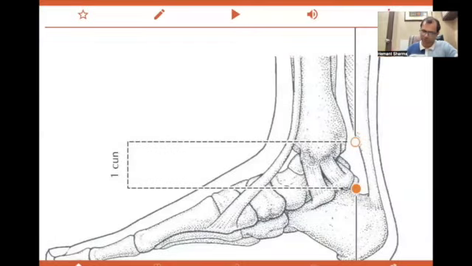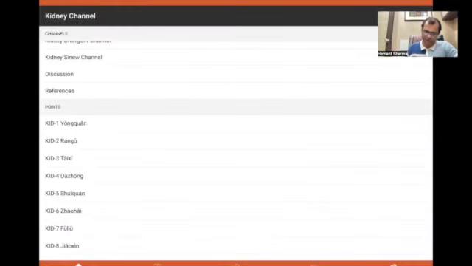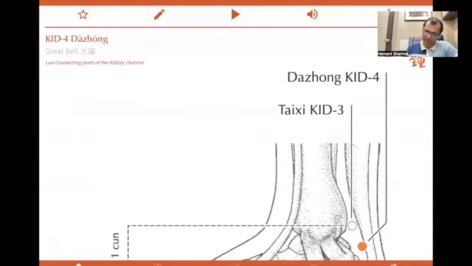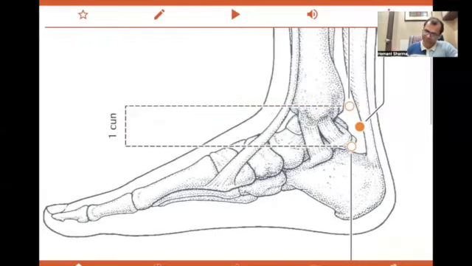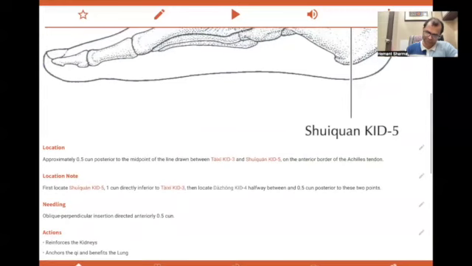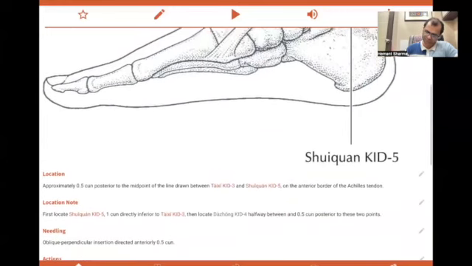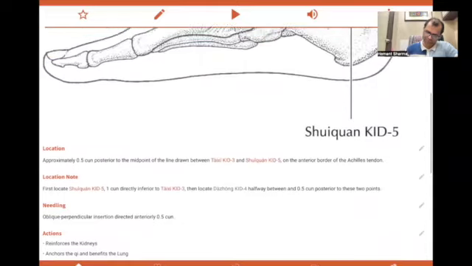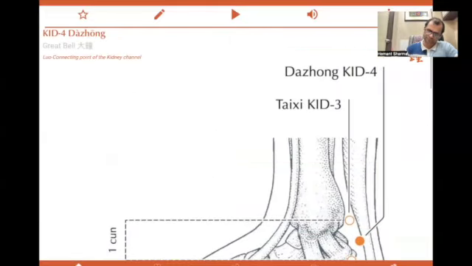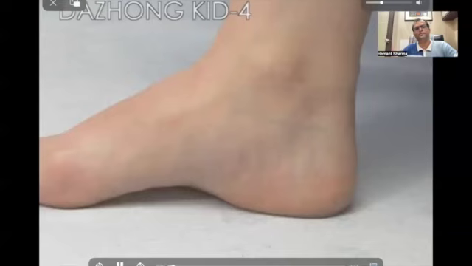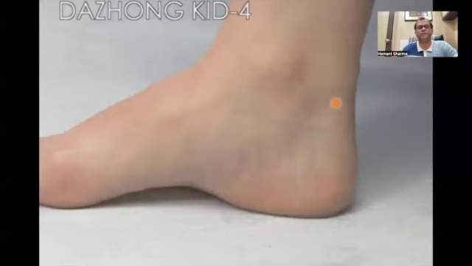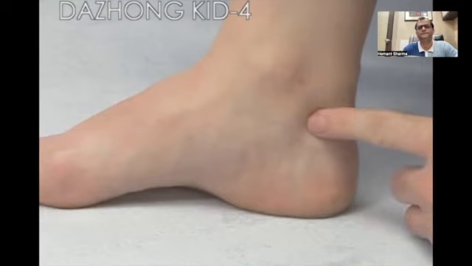Now let's move to the next, that is kidney 4. अब किडनी 4 की बात कर लेते हैं. So look at the location of kidney 4. अब kidney 4 थोड़ा ऑब्लिक है, पीछे है. I will do the comparison of all the points together. You will be able to understand. Like see, kidney 3 and kidney 5 are in the same line, but kidney 4 is going a little back.